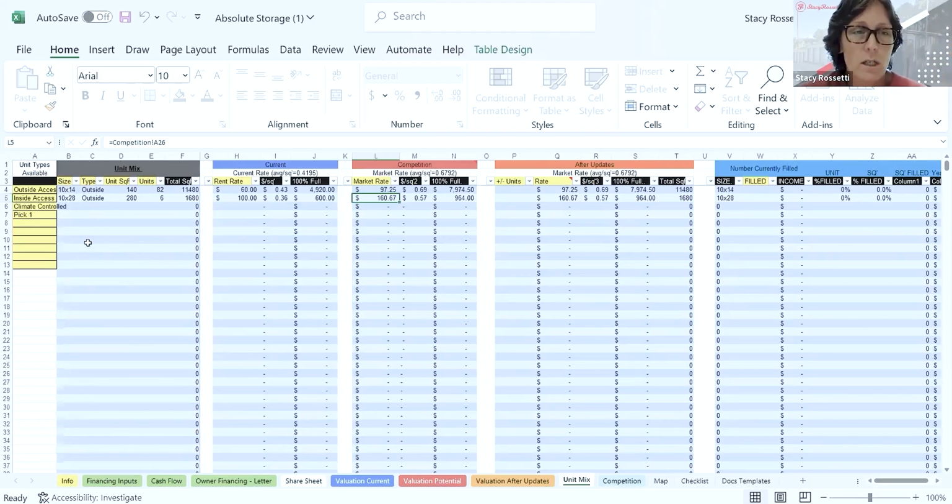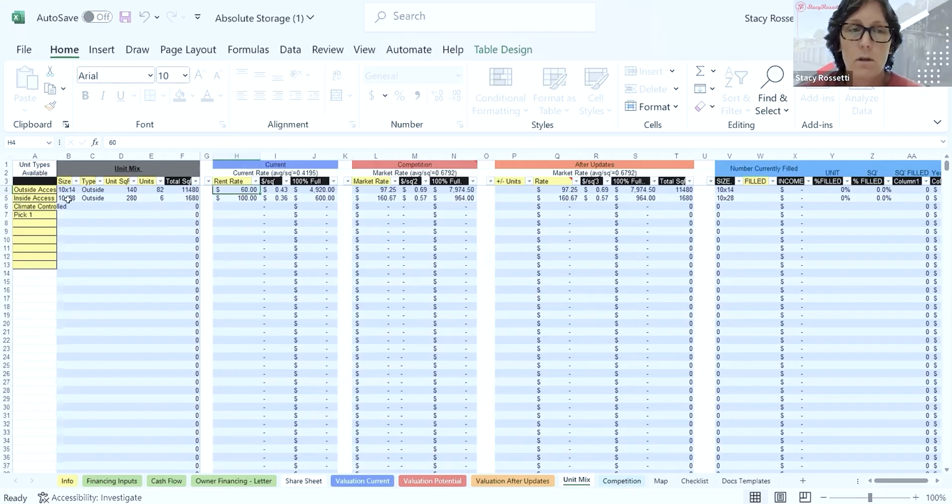And he has 10 by 14s and 10 by 28s. Right. So he has 82 10 by 14s and he has six 10 by 28s. And we also can differentiate between outside and inside access, if it's climate controlled or not. Okay. And so you can see here that he's got 82 units. It's 11,480 square feet, and he's charging $60 for those units.